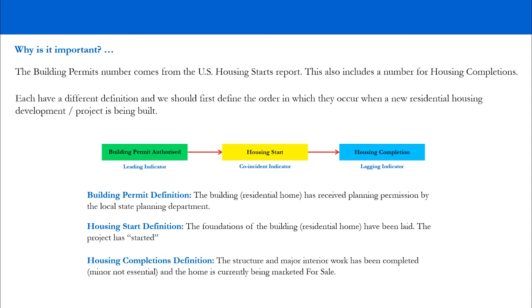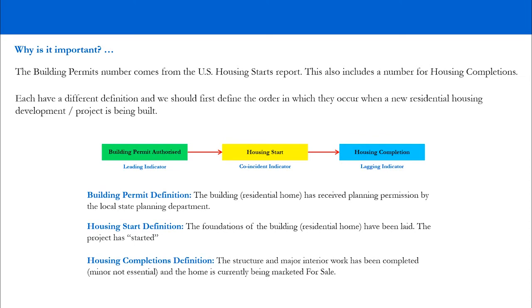Let's start right at the end of the flow. So, a housing completion. If we define that first, this will help you understand what this really means in a lot better explanation. A housing completion is basically the structure and the major interior work of a house that's been completed, and the home is actually currently being marketed for sale.